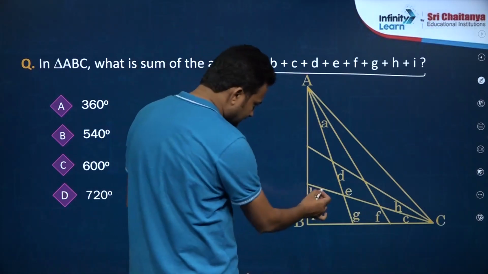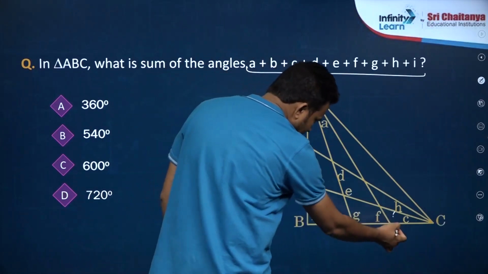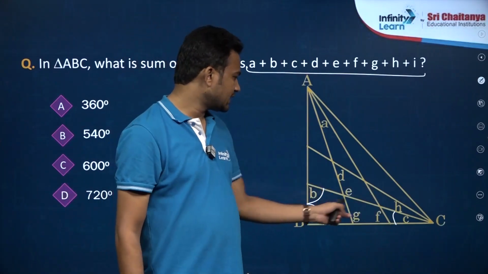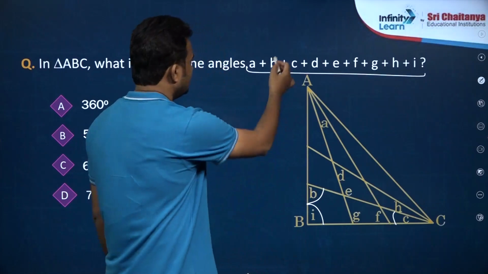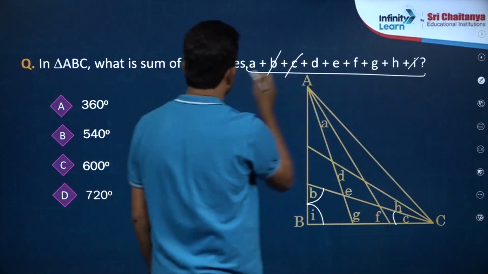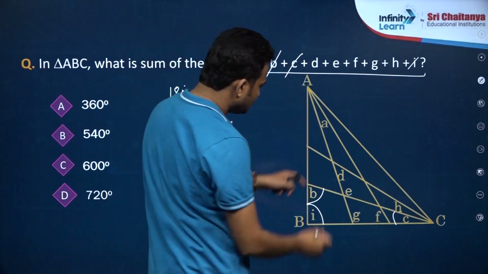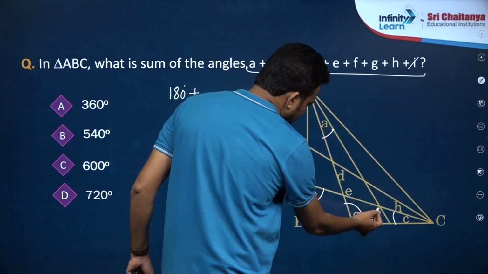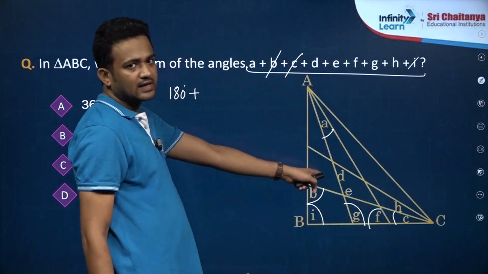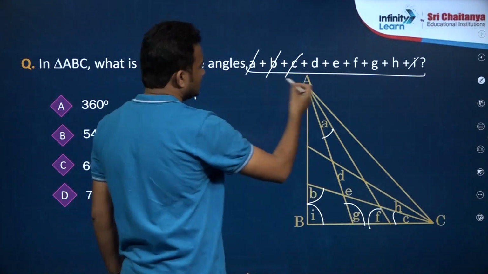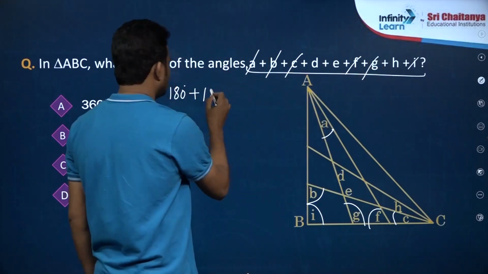No worries. See, B, I and C. What is the value of B plus I plus C? This is a triangle, so the sum of B plus I plus C is 180. Now, A plus G plus F. Again, these three are the interior angles of a triangle, so their sum will be 180. So A, G, F is 180.